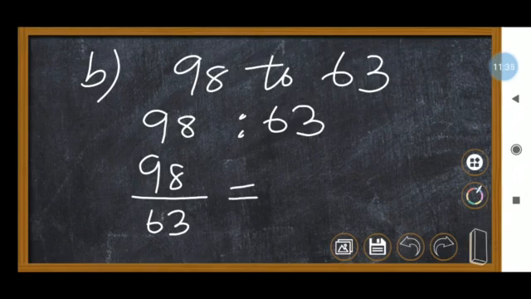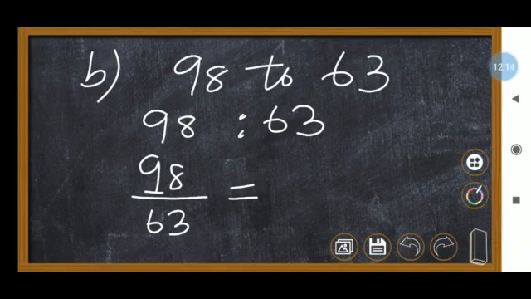See here, first look at the first number, 9. Just check, the second table will not come. How many threes are 9? 3 threes are 9. Then 8 will not divide, so the third table will not come. Any other table, just check it. The fourth table also will not come, and the fifth table will not come. Next, the sixth table will not come. Seventh table, just check it.